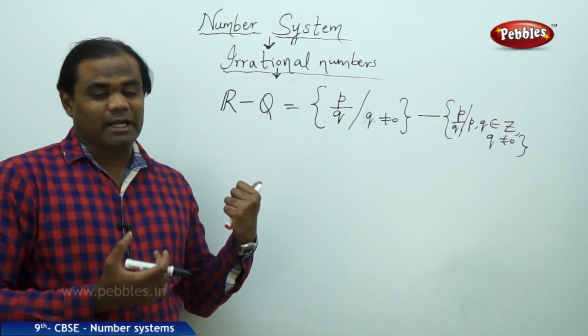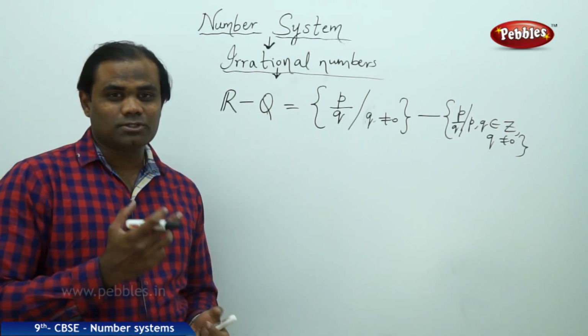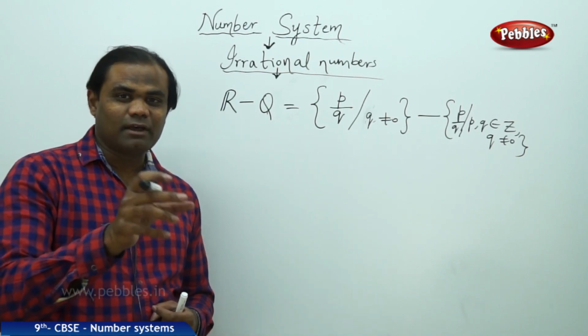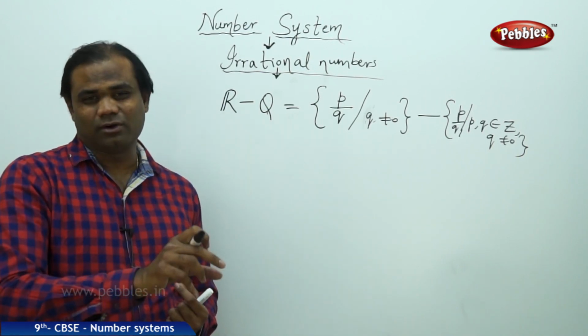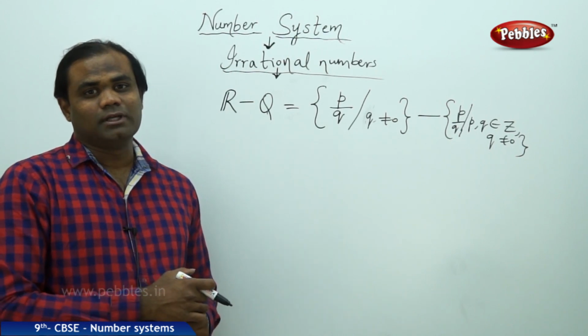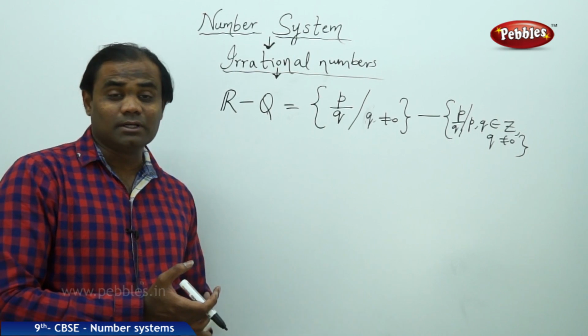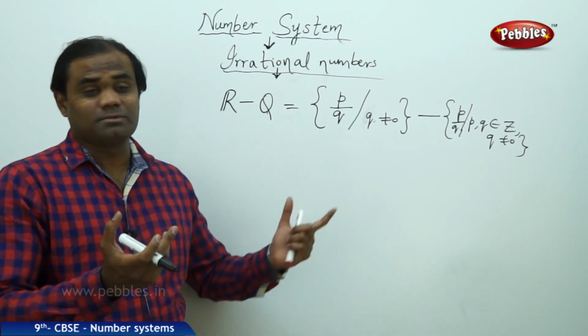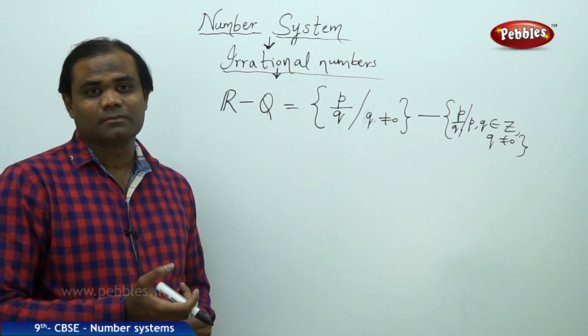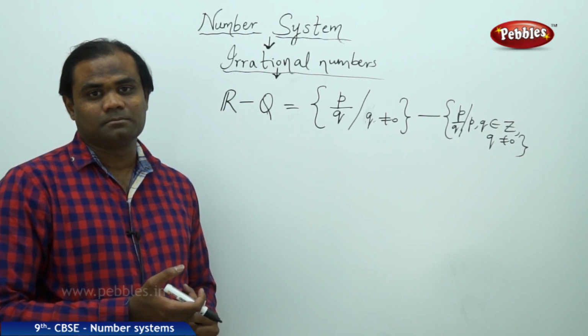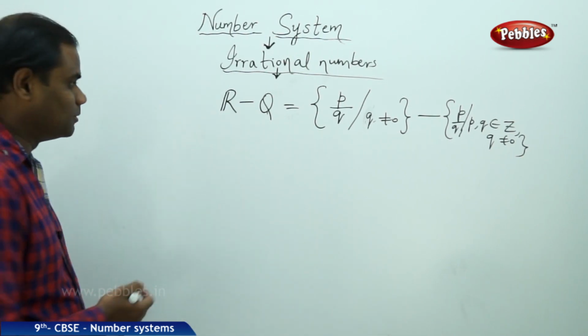Before we try to identify the irrational number, the easiest concept is to identify for the given number whether it is a rational or not a rational number. If the number is a rational number, it is not irrational. If the number is not a rational number, then it must be an irrational number, is how we understand. Let's start with an example problem.